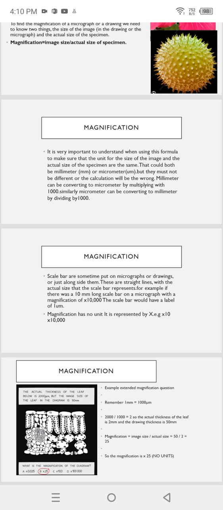Magnification is equal to image size over actual size. We put the quantities in this formula. 50 divided by 2 is 25. So the magnification is 25, and there is no unit of magnification.